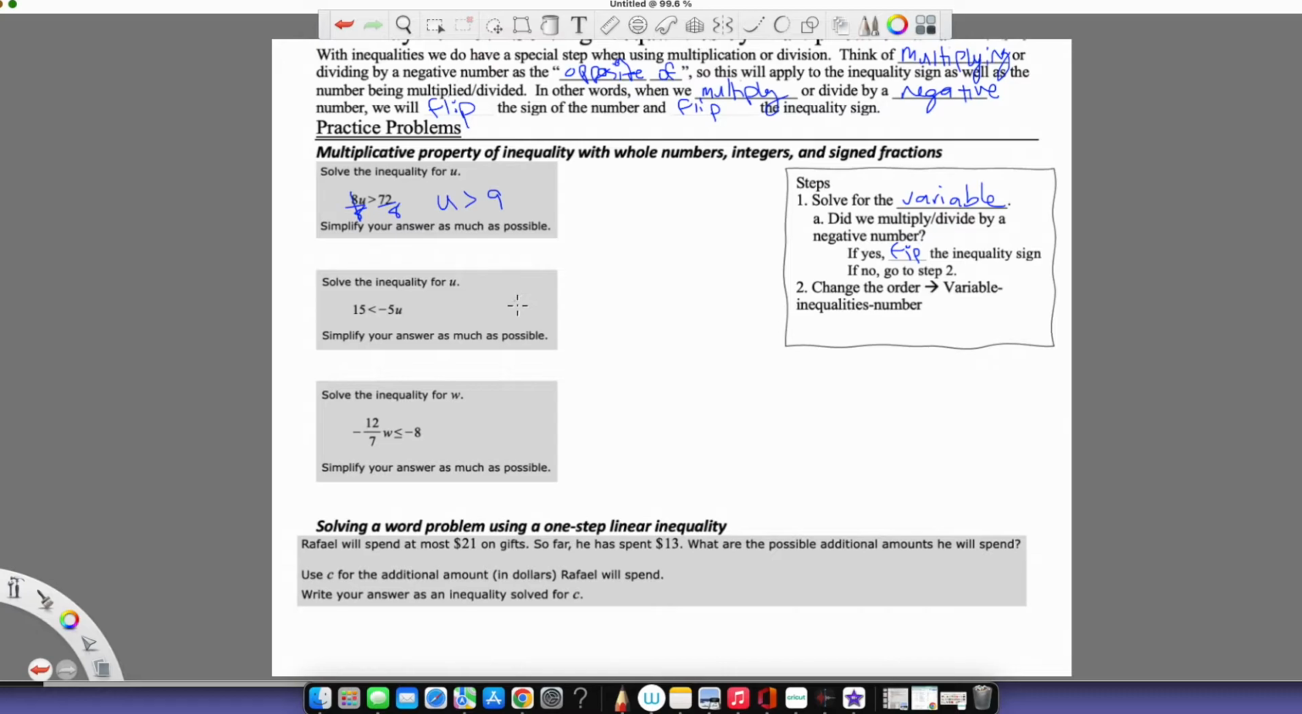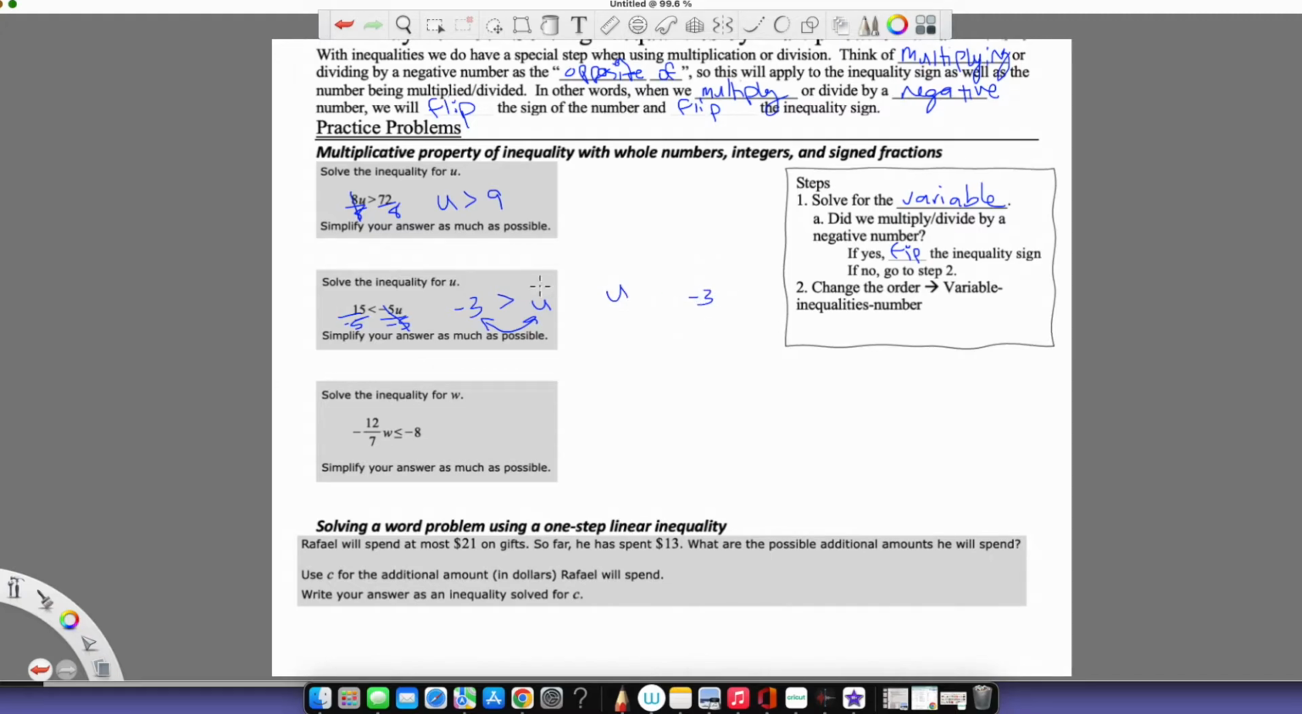Next one, I want to get u by itself, so I'm going to divide by negative 5. So I have 15 divided by negative 5 is negative 3. Negative 5 divided by negative 5 is 1, so I have u. I divided by a negative number, so instead of less than, it's going to be greater than, like that. And then I also want to switch the order here, so I want to flip these around so that it's u and then negative 3.